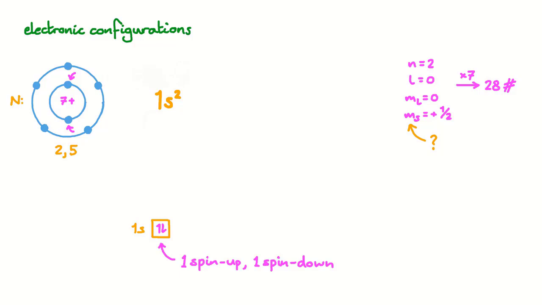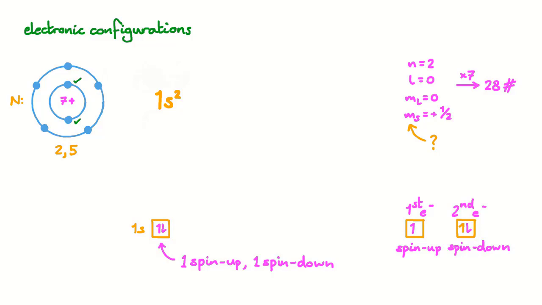We know there are 2 electrons in the 1s orbital, so 1 must be spin up and 1 must be spin down. Even though we don't specifically account for spin in an electronic configuration, we can figure it out from our other understanding. By convention, the first electron in an orbital is spin up, and the second electron is spin down. That's the first 2 electrons accounted for.